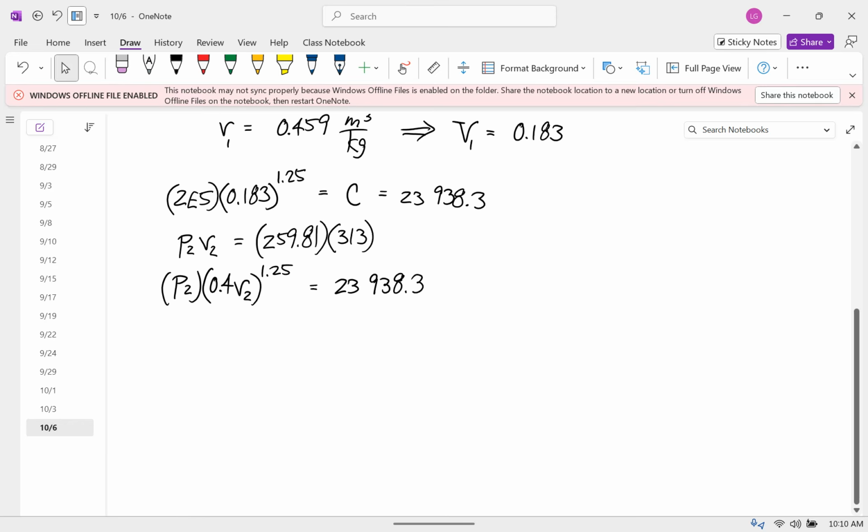So V2 is our like little specific volume? That's right. Little v2, yep. And so we can write this as, so 0.4 to the 1.25.